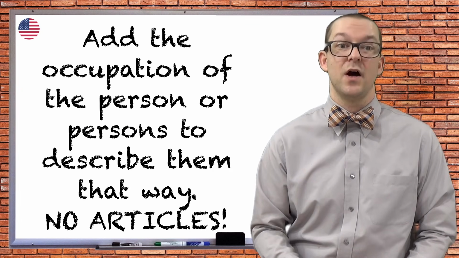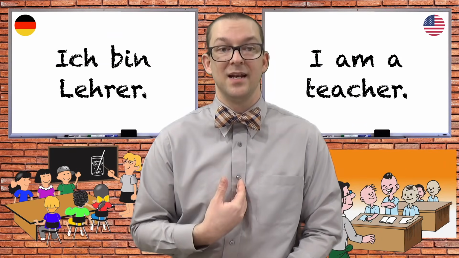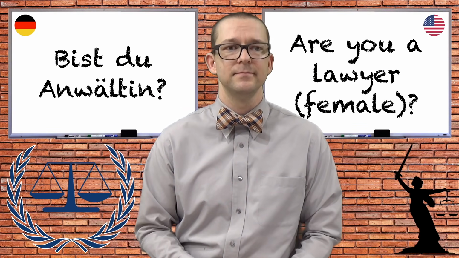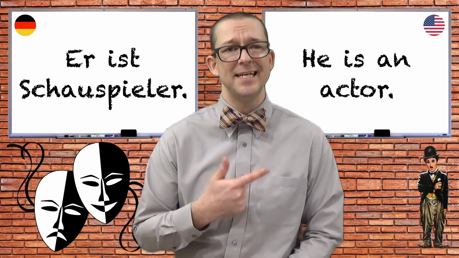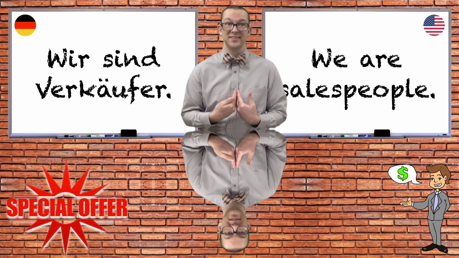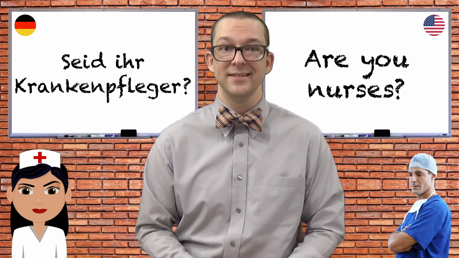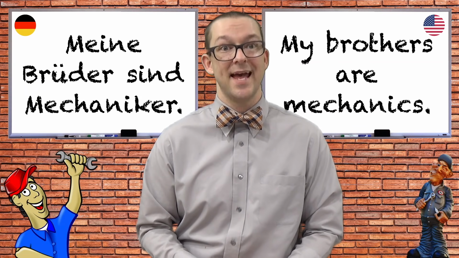You can do the same thing with occupations. Again, no articles like ein or eine. Ich bin Lehrer. I am a teacher. Bist du Anwaltin? Are you a lawyer? Er ist Schauspieler. He is an actor. Wir sind Verkäufer. We are salespeople. Seid ihr Krankenpfleger? Are you nurses? Meine Brüder sind Mechaniker. My brothers are mechanics.